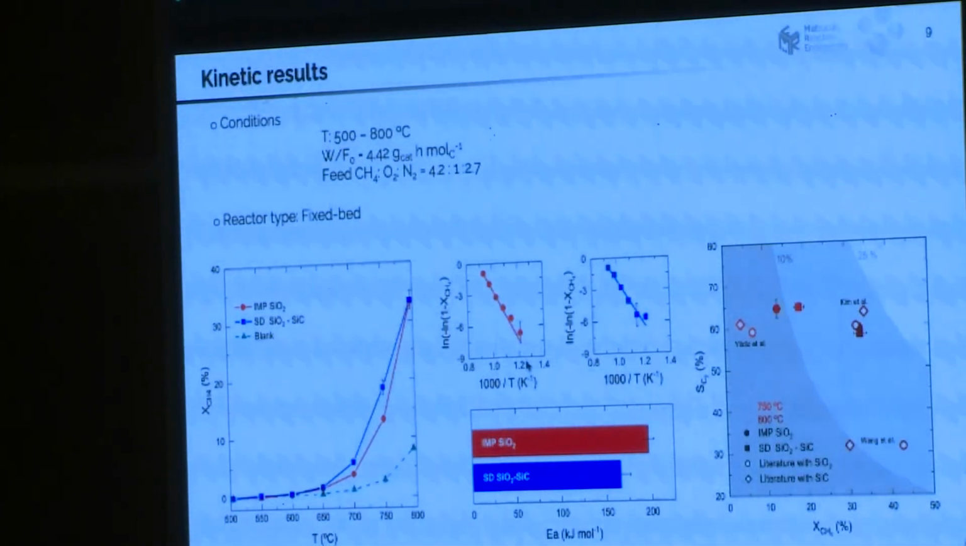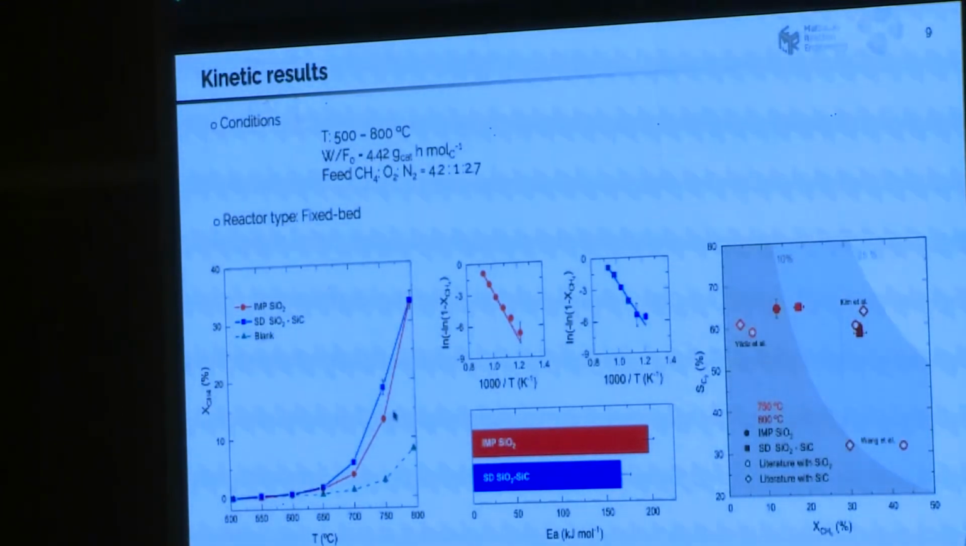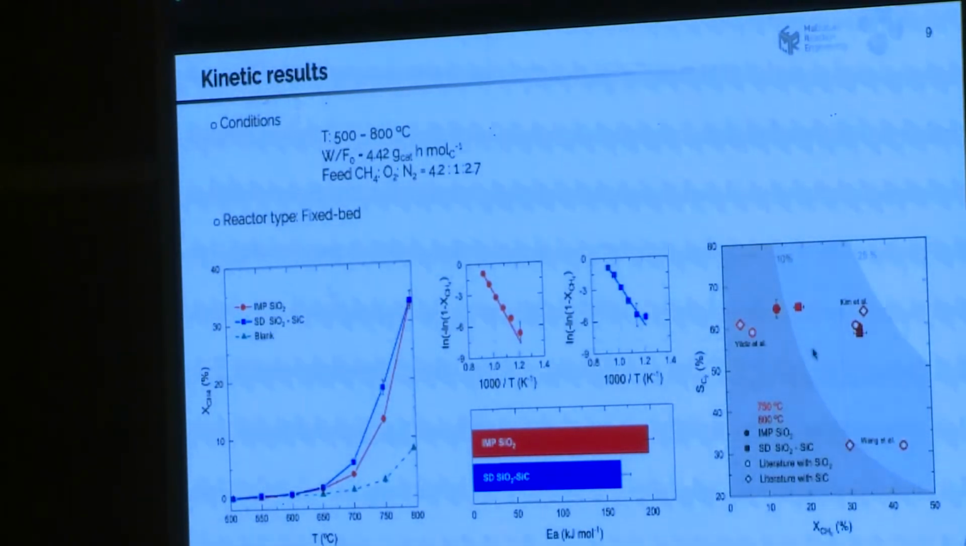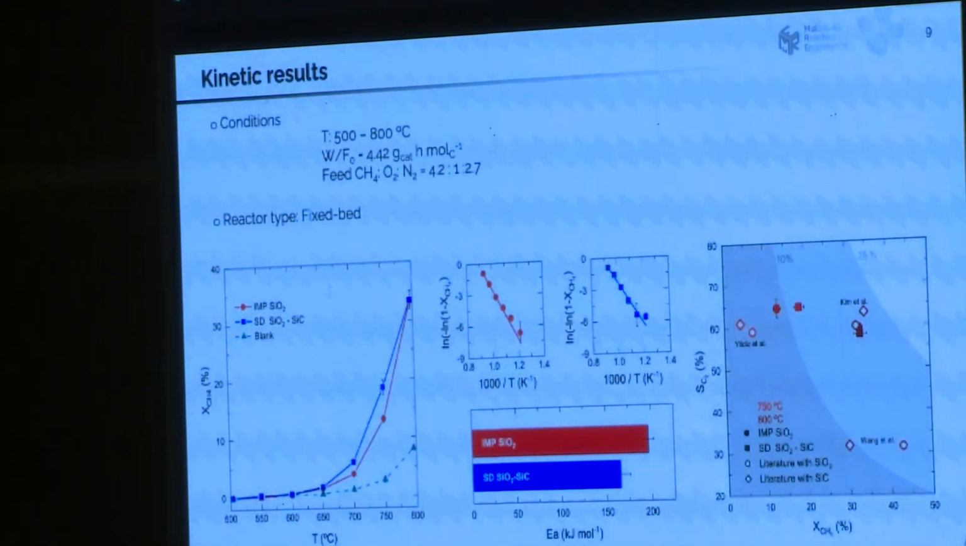Sure. So we observed that there was only remarkable activity at temperatures beyond 750 degrees C. However, by looking at the right-hand side of the slide, we can see from the solid symbols that both catalysts presented a similar activity and selectivity. So then, where's the catch of the more novel spray drying catalyst?